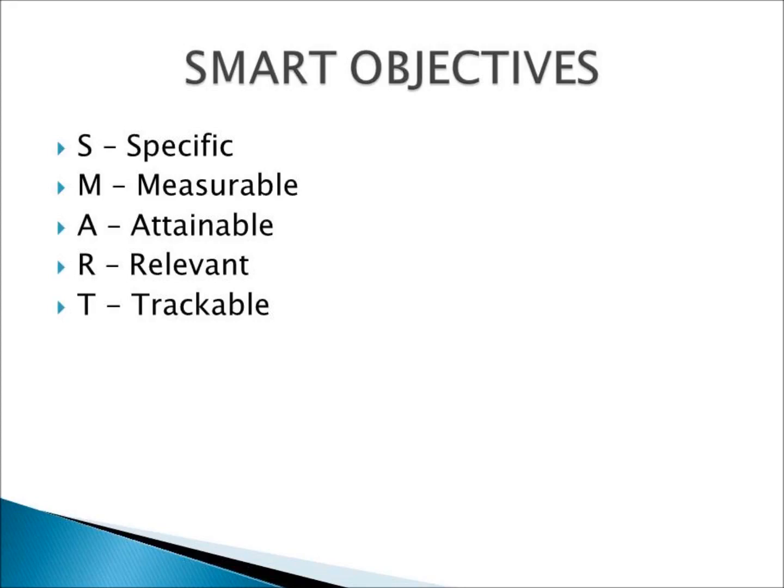S stands for specific. You don't want generalizations in your objectives. Measurable is M. A, attainable. R, relevant. T, trackable. Those are five good characteristics of a SMART objective.